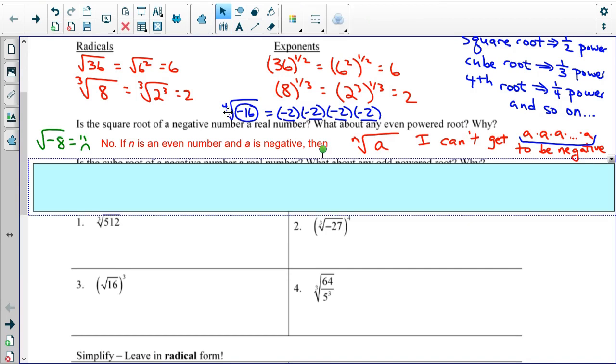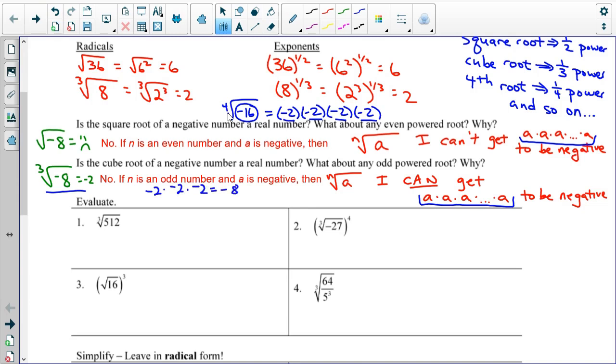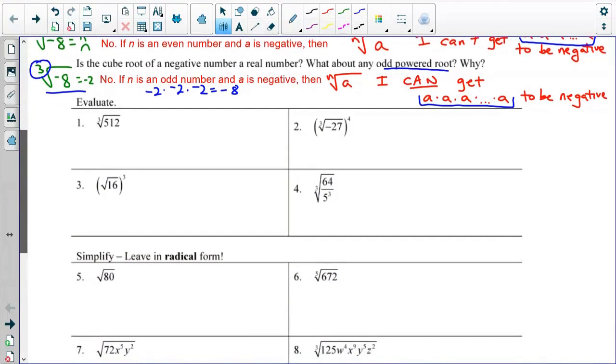But if I take a look at an odd power, I can get an odd number of numbers that are multiplied by each other to be negative. So for example, -2 times -2 times -2 does equal -8. So this works for odd radical powers, but it doesn't work for even radical powers. So odd powered roots, I can deal with negative numbers on the inside. Even powered roots, I would need imaginary numbers. And in this chapter, we're not really talking about imaginary numbers.